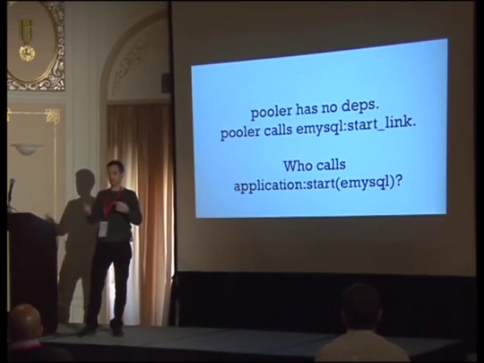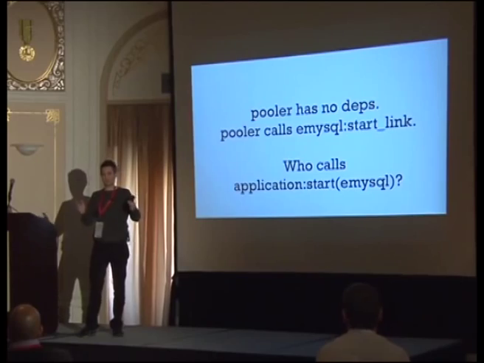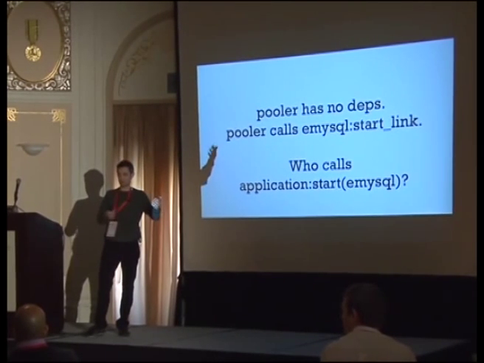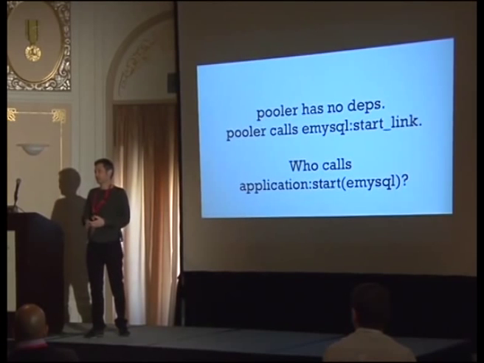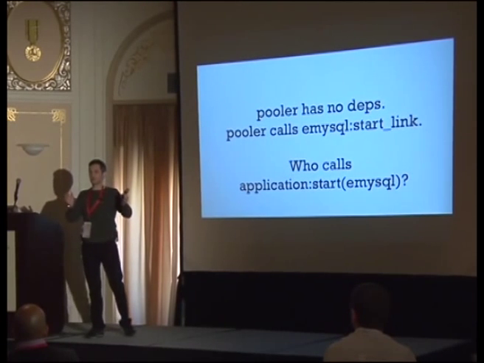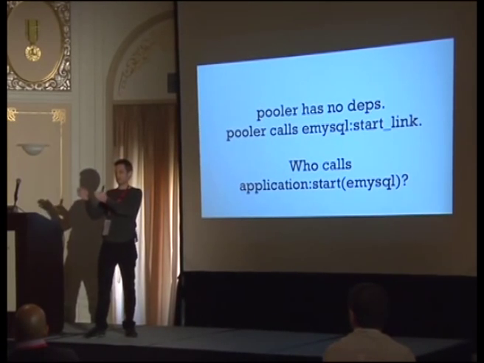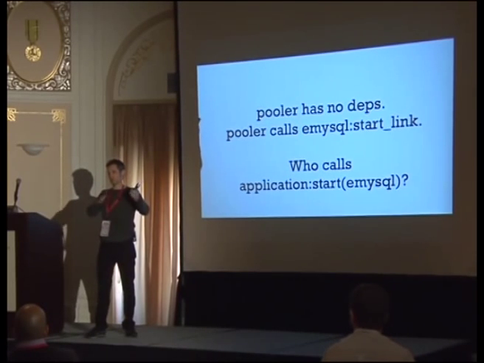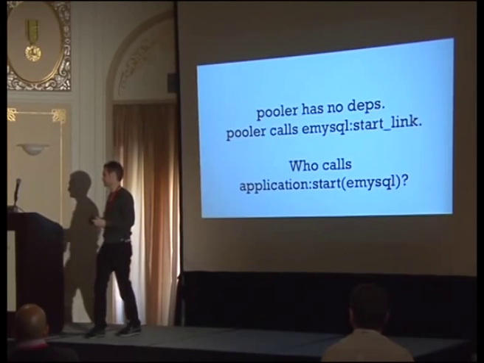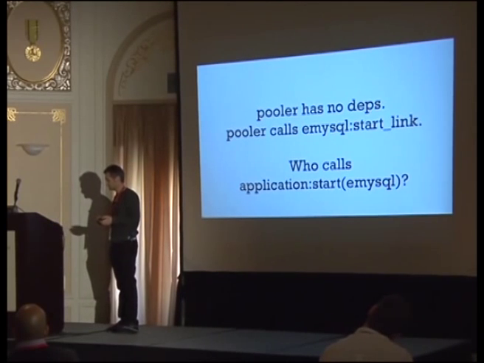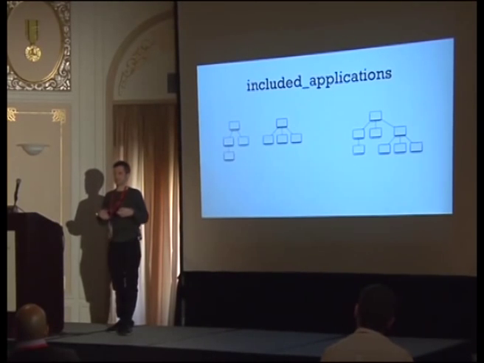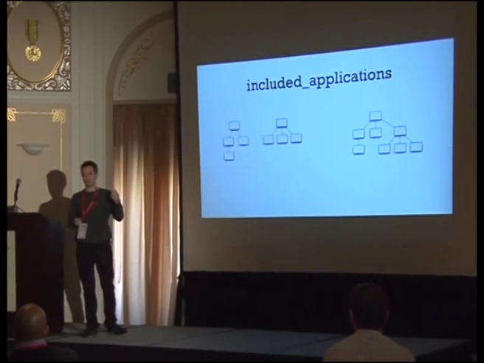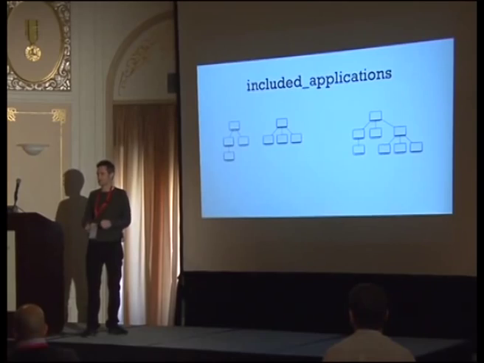The issue was a lack of formal dependencies. Since Pooler doesn't know anything about the members that it's pooling, it doesn't depend on them. So nothing in the system specified that the eMySQL application better get started before Pooler starts and tries to start those members. We had to find a way of fixing that, and that led to a discovery of a not often used feature of OTP called included applications.